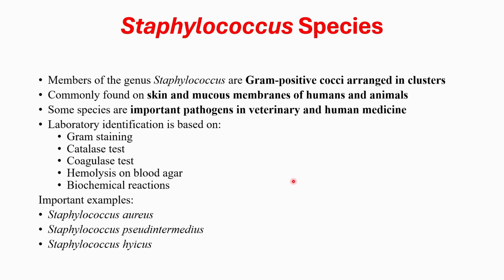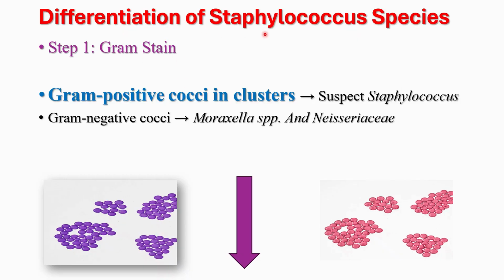Identification of these organisms in the laboratory relies on a combination of staining characteristics, hemolysis pattern, and biochemical tests such as catalase and coagulase reactions. So let's start the differentiation of Staphylococcus species. In diagnostic microbiology, identification of cocci begins with microscopic examination using gram stain. So the first step will be gram staining.